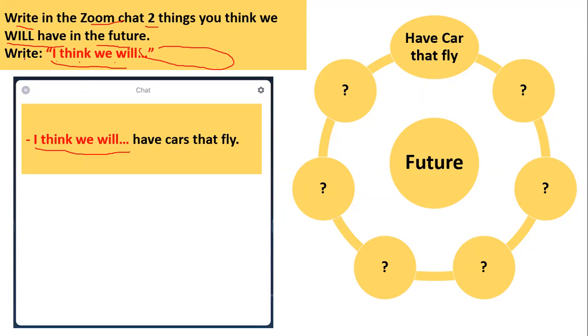How many things do you have to write? One. You can invent two. All right, so please do it in the chat. Okay, good. Alejandra?